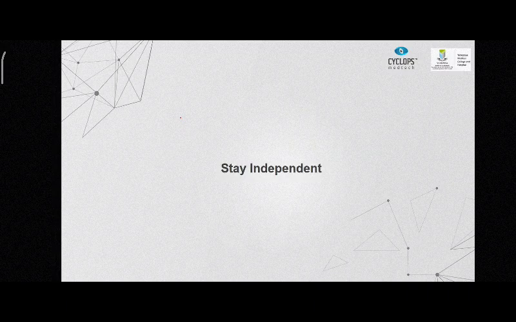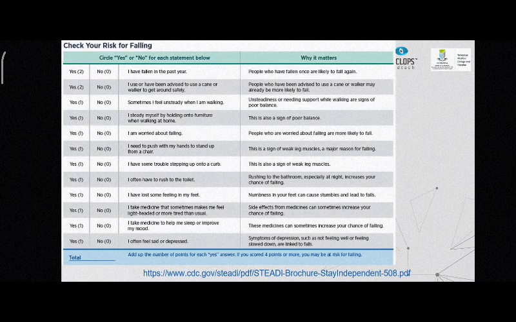Coming to the next part, that is Stay Independent. It is by the CDC. So again we have 12 different questions, which the patient has to fill in. These are the questions given, and they also have given different numbers, so 2, 0, 1, etc. And they have also mentioned why these particular questions matter.